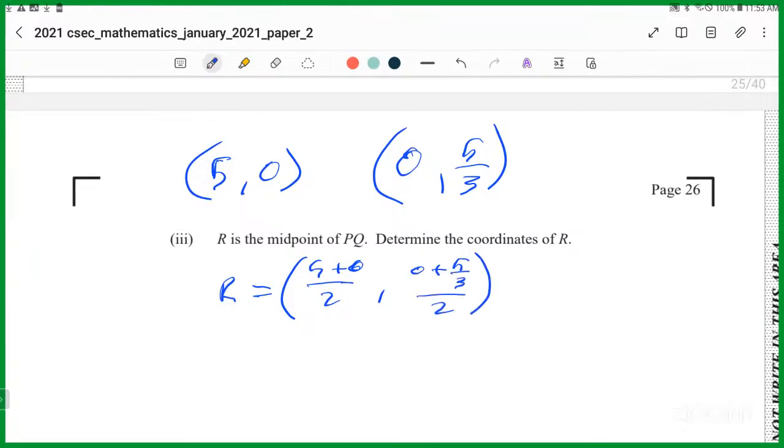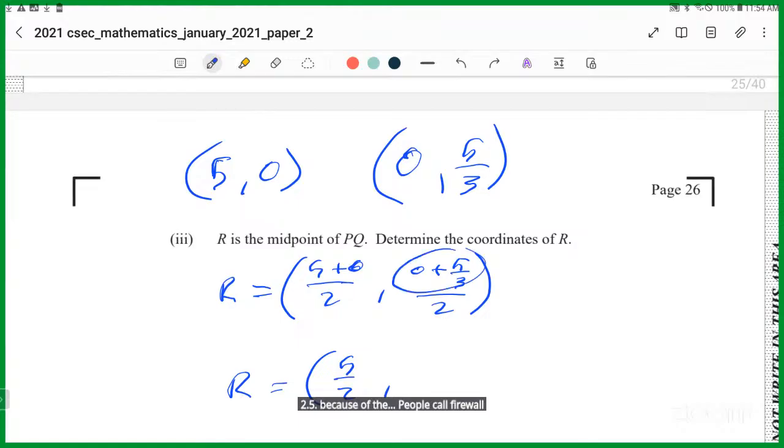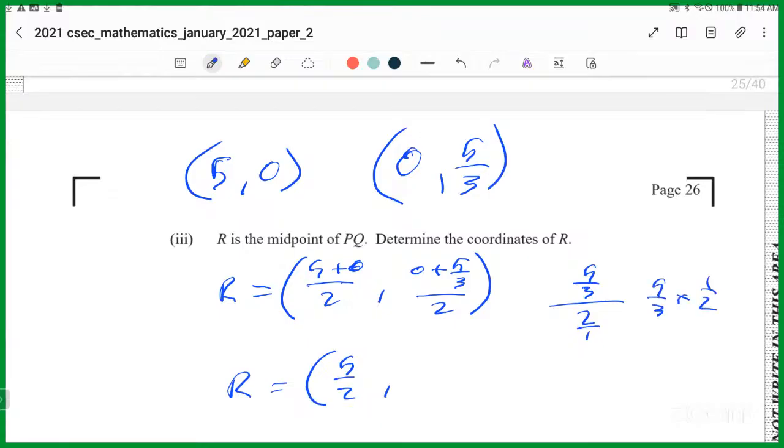So R is a point. It becomes 5 over 2, or 2.5, and it becomes 5 over 6, because if you have 5 over 3 divided by 2, you can take this 3 and multiply it under here. Or you can say this 2 under here is the same as 2 over 1, so you invert and multiply, and it becomes 5 over 3 times 1 over 2. So you get 3 times 2 over here. But I'll show you more on this some other time. But the answer becomes 5 over 6, as a midpoint.